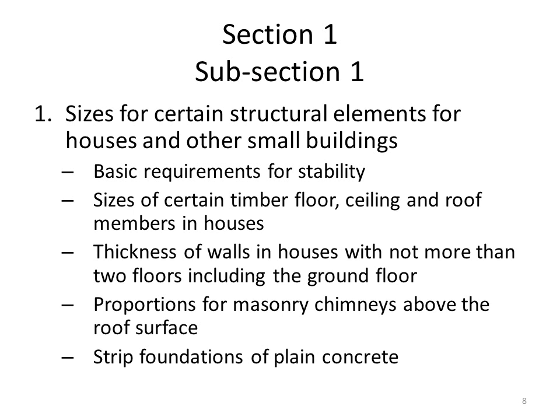Section 1 then has a number of subsections. Section 1, subsection 1 includes sizes for certain structural elements for houses and other small buildings. This includes basic requirements for stability, sizes of certain timber floors, ceilings and roof members in houses, thickness of walls in houses with not more than 2 floors including the ground floor, proportions for masonry chimneys above roof surface and strip foundations of plain concrete.